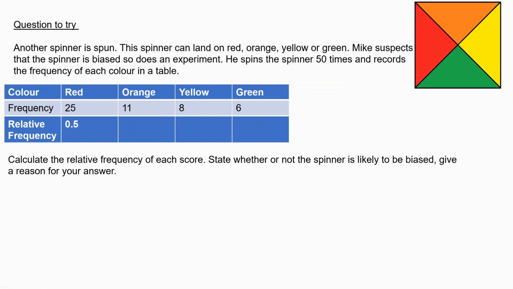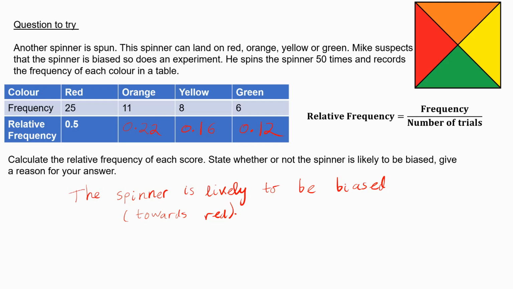Here's a question for you to have a go at. Please pause the video now and try it, and when you're ready for the answers, press play. Here are the answers. Given that the relative frequency of getting red is much higher than the relative frequency for the other colours, I would estimate that the spinner is likely to be biased towards red.